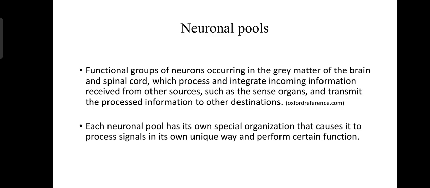Neuronal pools. Neuronal pools are functional groups of neurons present in the central nervous system, mainly the gray matter, that process certain information together. Each neuronal pool has its own level of organization and special organization to perform a certain function.